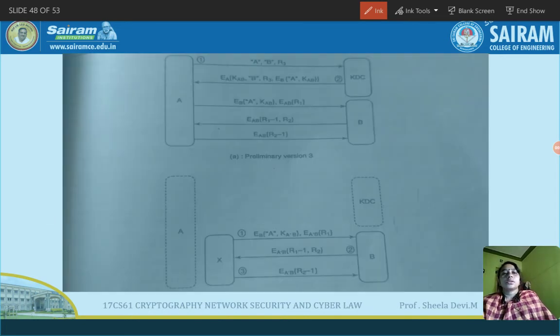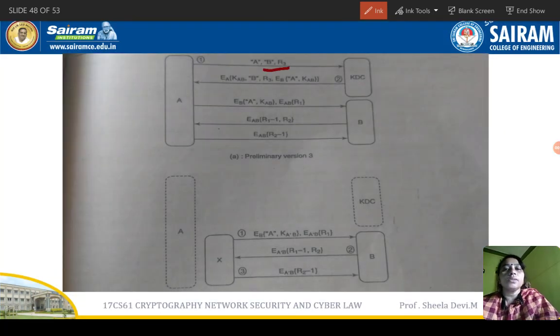So if you take this version 3, what happens is, see, only one change they have made between version 2 and version 3. That is, if you take this first message, they have added this R3. It is nothing but the random number or the nonce which is generated by A to check the freshness of the message. See, A comma B comma R3 is sent by A, and if you see in the replay message, this R3 is also added.